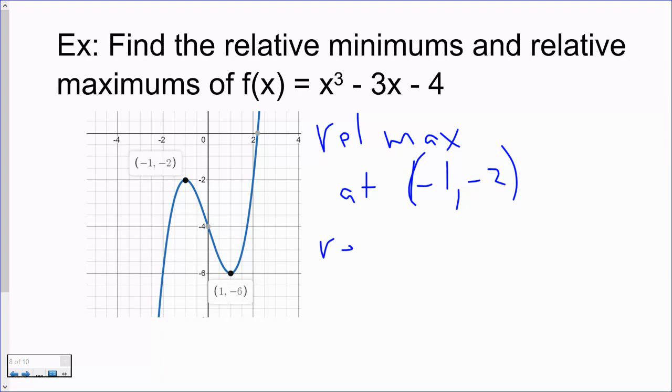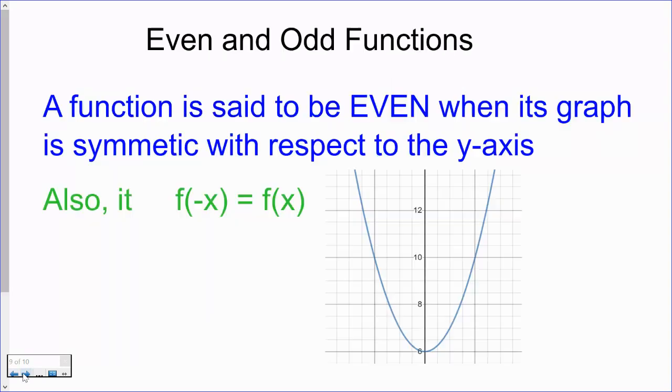And then I have a relative min, and that's down here. So this one, it was decreasing and then it switched to increasing. So there's a relative minimum. In the area, it's the lowest, (1, -6). Another way of saying relative min or relative max is local min, local max. So it uses those terms as well.